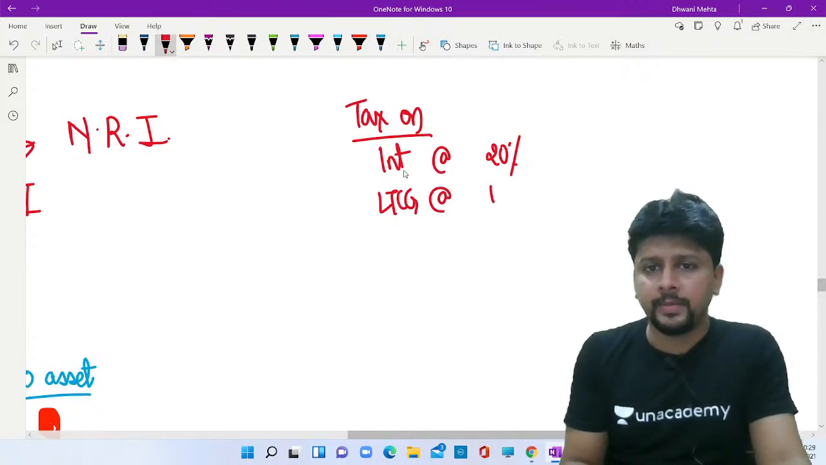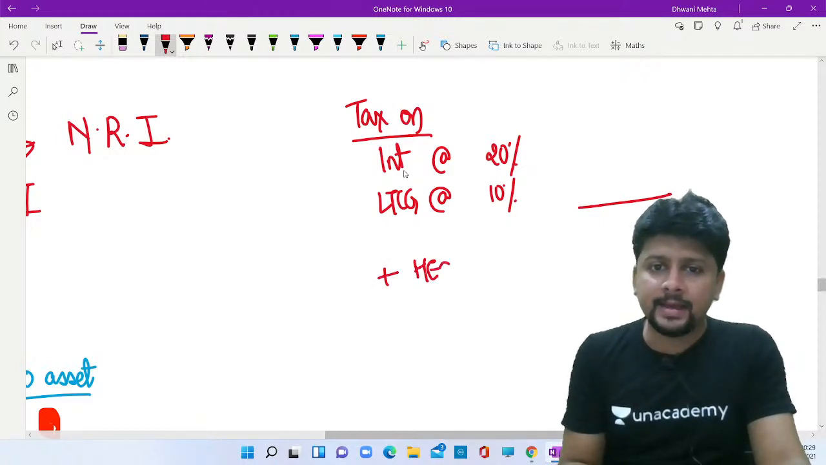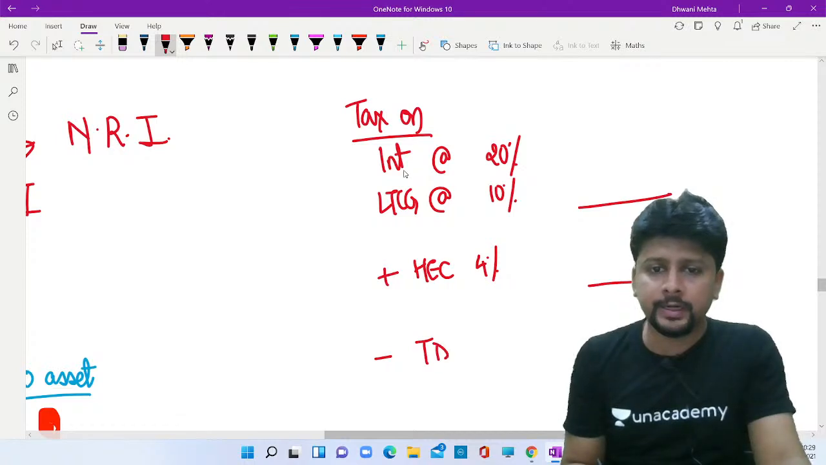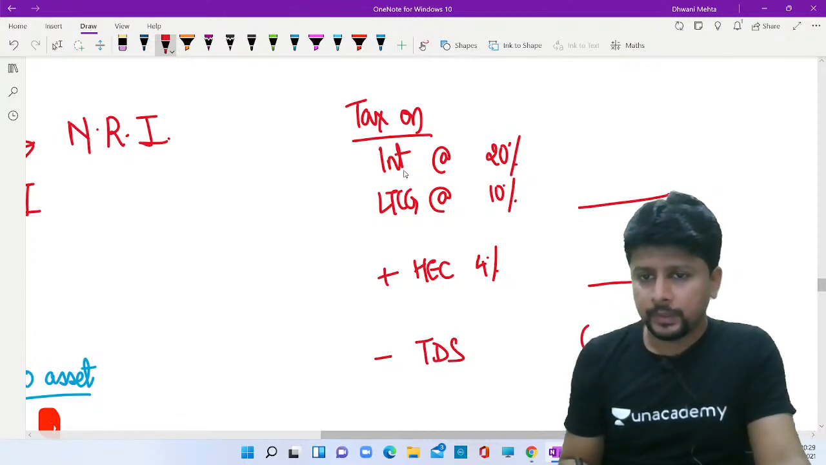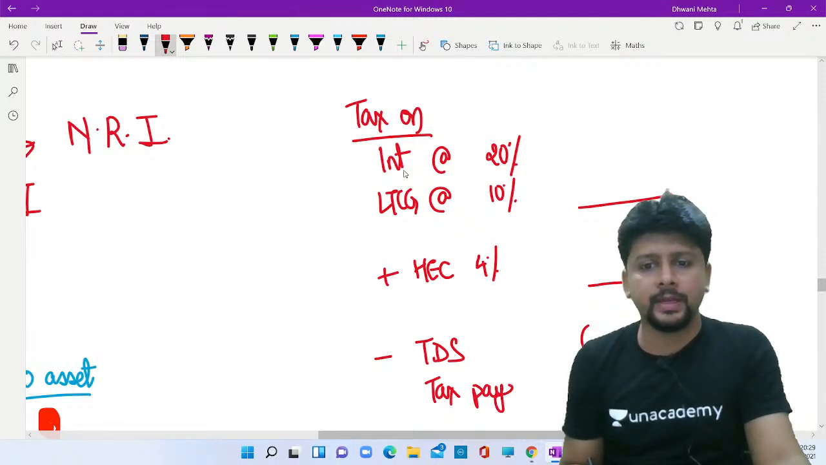Long-term capital gain will be at the rate of 10%. Now you have to add health and education cess of 4%. And after this, reduce the TDS. This is your final solution, which will give you tax payable or tax refundable.